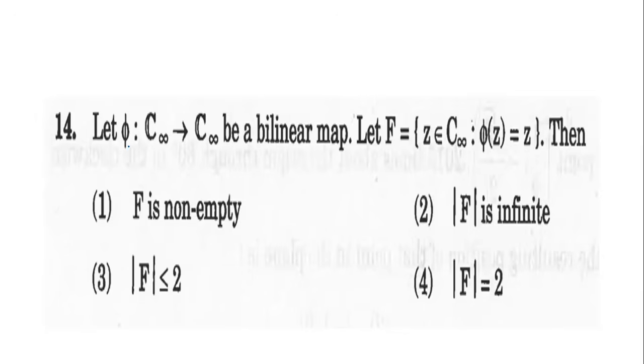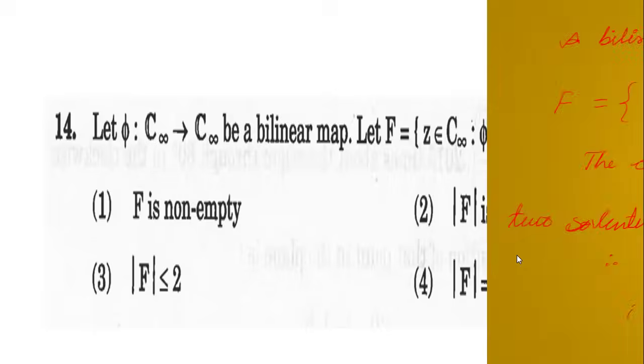14th one. Let phi from C infinity to C infinity be a bilinear map. Let F be the set of all z belongs to C infinity such that phi of z is equal to z. Then options are given. One, F is empty. F is non-empty. Second one, cardinality of F is infinite. Cardinality of F is less than or equal to 2. Cardinality of F is equal to 2.